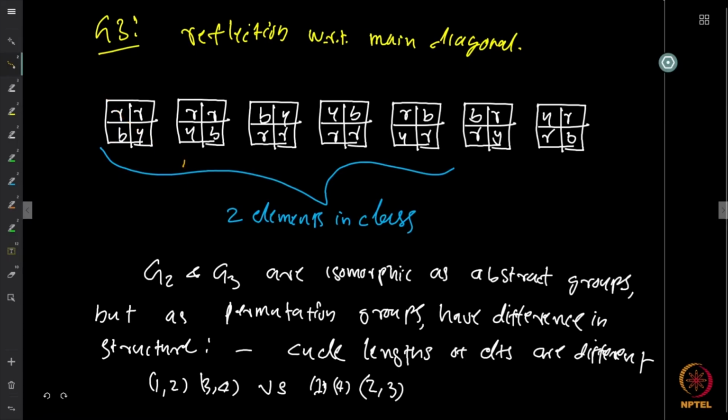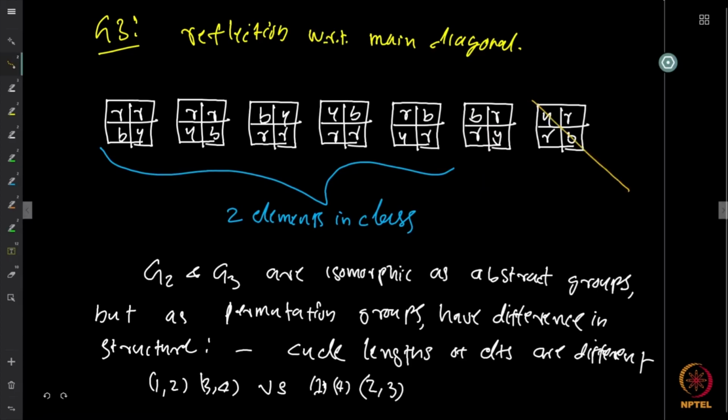This is a different coloring, and they are equivalent. Again, Y and R are swapped here, and similarly R and B are swapped here. Again, Y and B are swapped here. So they all have 2 elements in the class. But on the other hand, this one, B, Y, R, R, under reflection does not give anything else. It remains the same. So therefore, there is only one element in its class.